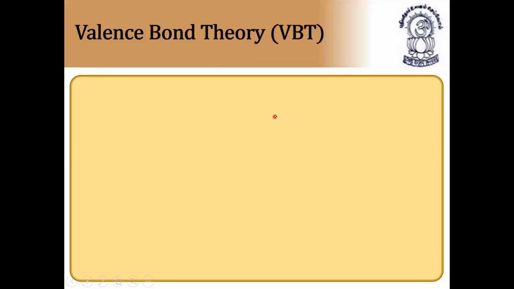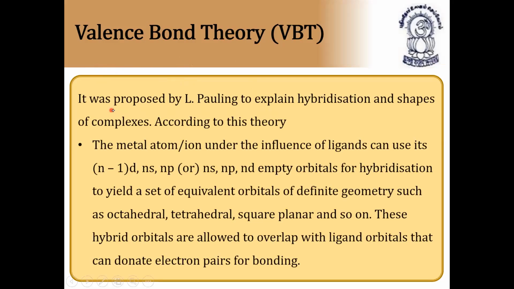Next concept in this chapter is various theories. First we have done Werner's theory. Now the second theory is valence bond theory. Please see that it was proposed by L. Pauling to explain hybridization. Now we have come into a new topic in coordination compounds, the hybridization and shapes of complexes. So this theory will give you the hybridization and shapes of complexes.